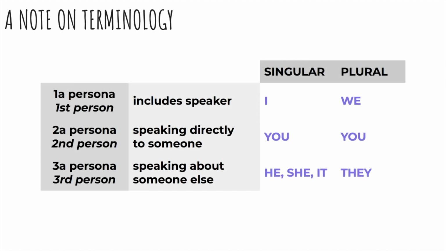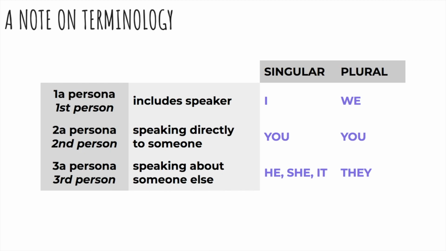Before going on, I want to draw your attention to a couple of academic terms to use when talking about pronouns. In this table, the pronouns are organized in 3 rows. The first row has what we call first-person pronouns. The first person includes the speaker, so the pronouns I and we are considered to be first person.